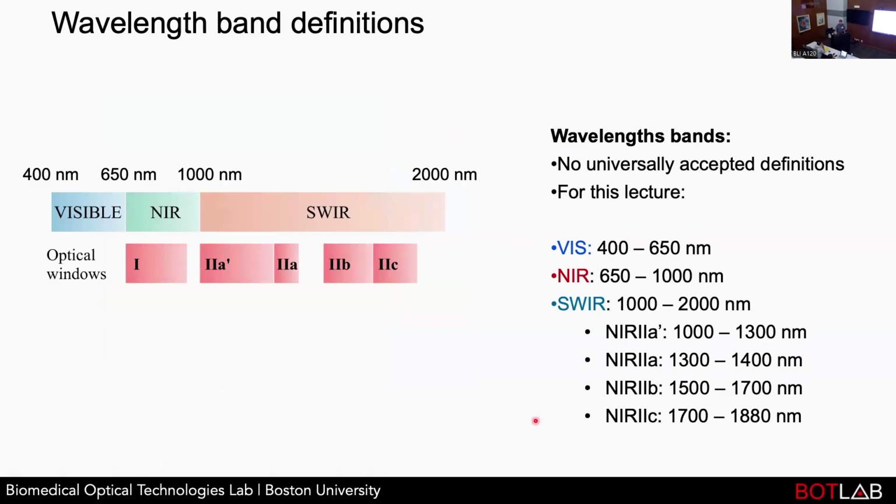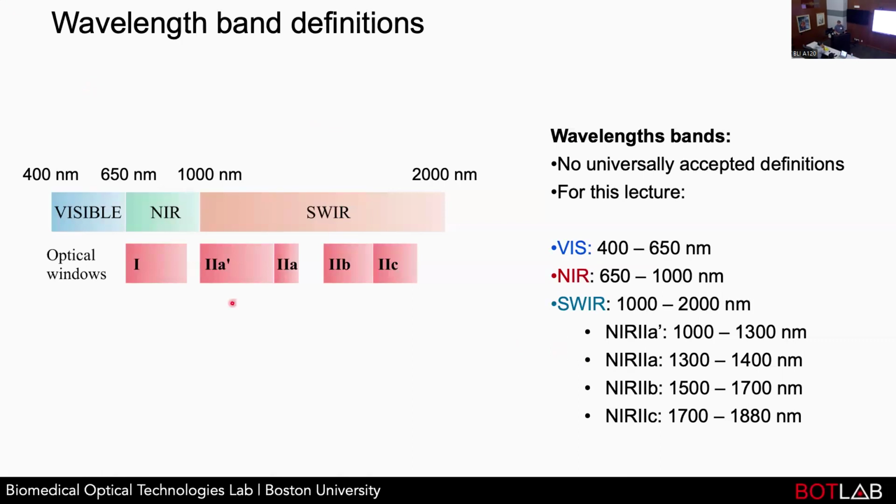A few definitions, wavelength bands. These wavelength bands don't have consistent definitions in the literature. For the lecture today, we'll call the visible 400 to 650, the near infrared 650 to 1,000, and the shortwave infrared 1,000 to 2,000 nanometers. In the literature, you'll see plenty of sources call this 1,000 to 2,000 nanometer range still the near infrared.